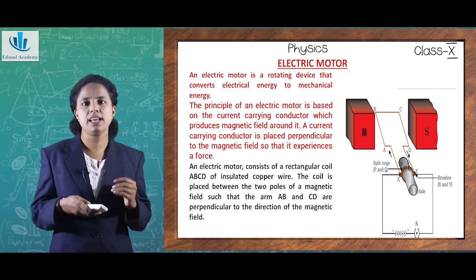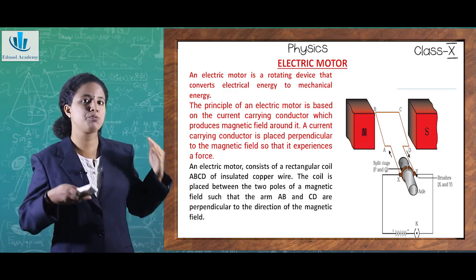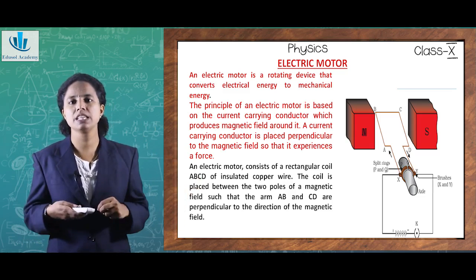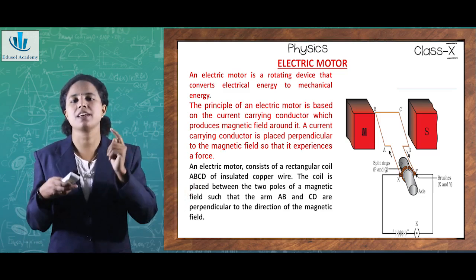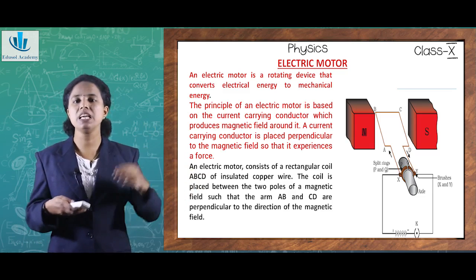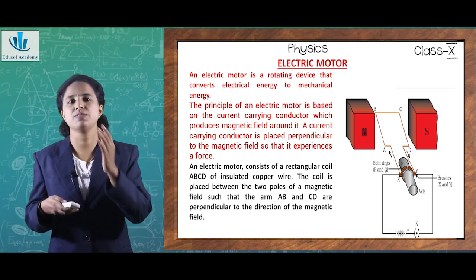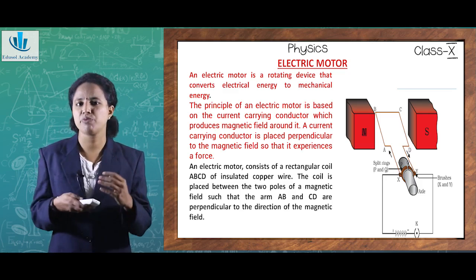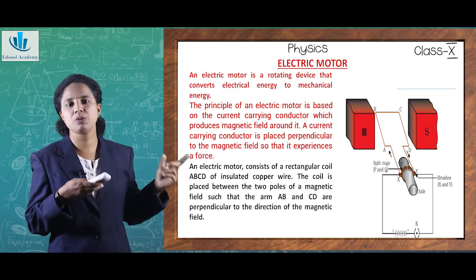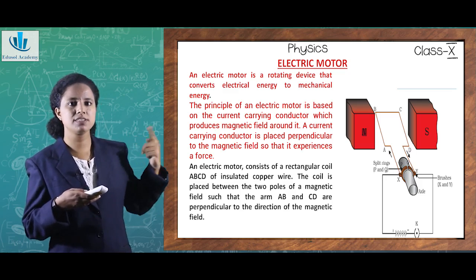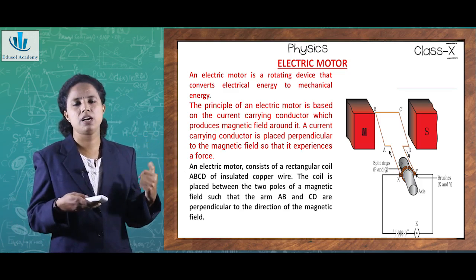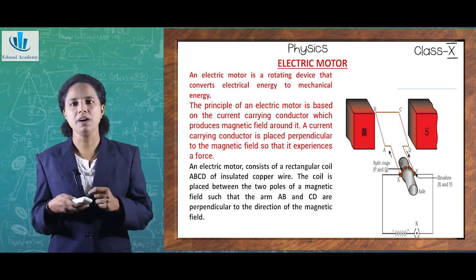You can see that the main aim of doing this is that the two arms AB and CD will be perpendicular to the direction of magnetic field. So, the arm AB and the arm CD will be perpendicular to the direction of the magnetic field. And where do we get this magnetic field? The magnetic field is provided by the magnets we have kept that represent north and south, isn't it? And you can see the coil, which is made up of the insulated copper wire.